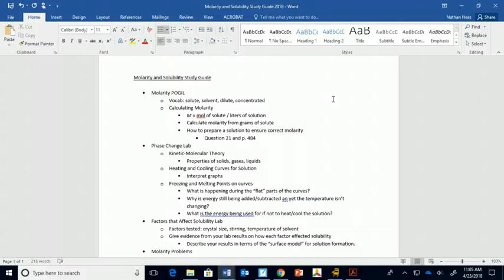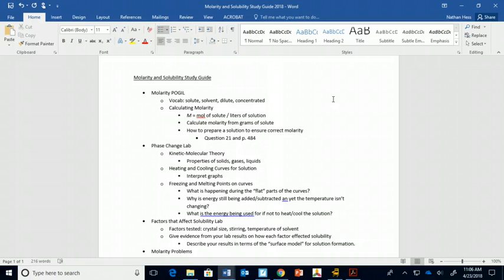I don't really have oodles to show you or talk to you about here, but I just want to spend some time going through. The molarity POGIL is where we learned about those different vocabulary words: solvent, solute, diluted, concentrated, saturation, etc. We learned how to calculate molarity. We learned that molarity is moles of solute over liters of what? Solution, not solvent, right? Liters of solution.